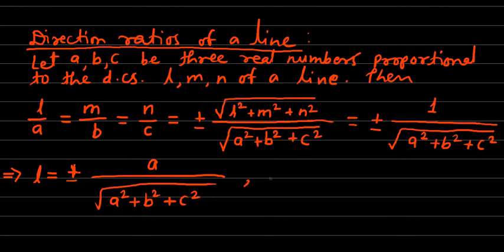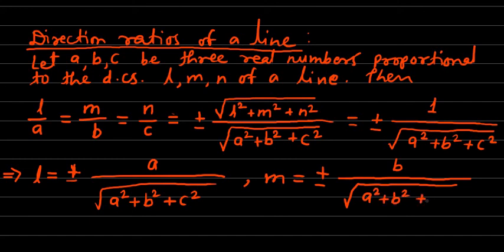Similarly, if we equate m by b, the second quantity, with plus minus 1 upon square root of a square plus b square plus c square, then we obtain m equal to plus minus b upon square root of a square plus b square plus c square.